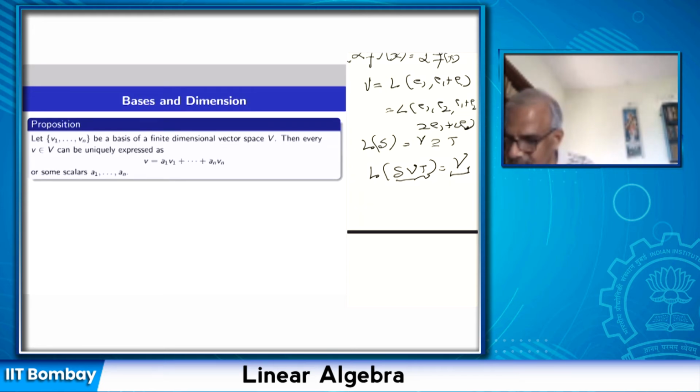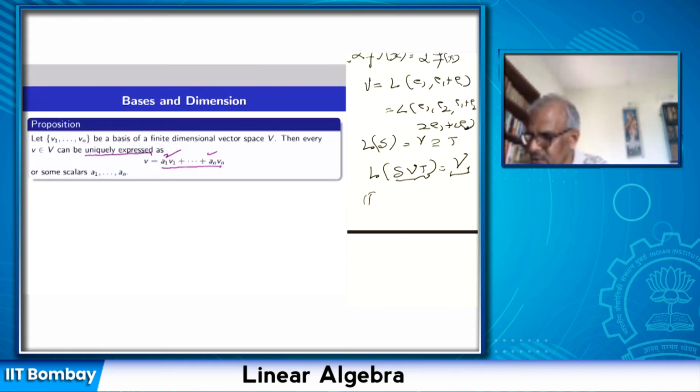So if I have a finite dimensional vector space and v1 up to vn is a basis, then every vector can be uniquely expressed. This is important. Every vector is a unique linear combination of elements of the basis. These a1, a2, ..., an are uniquely determined. So if I have a basis, that means it's a linearly independent set whose linear span is the whole space, then every vector in V is a unique linear combination of v1 up to vn.